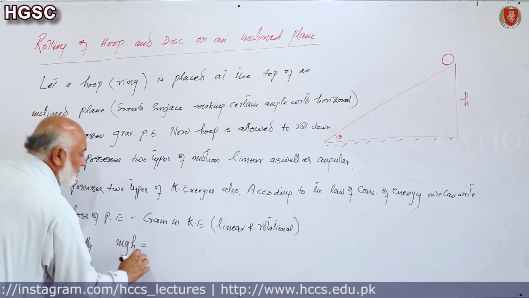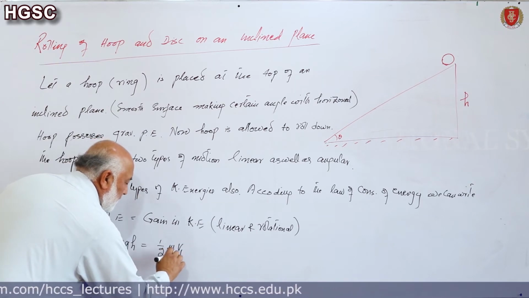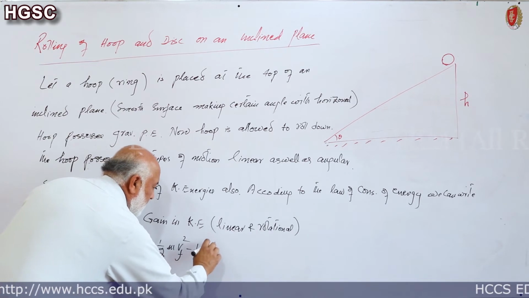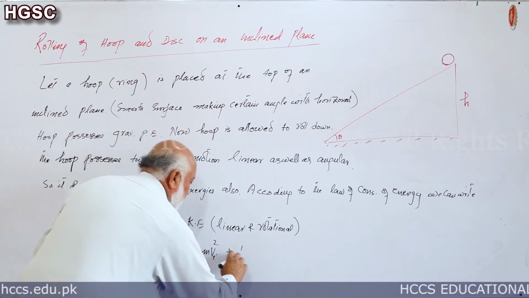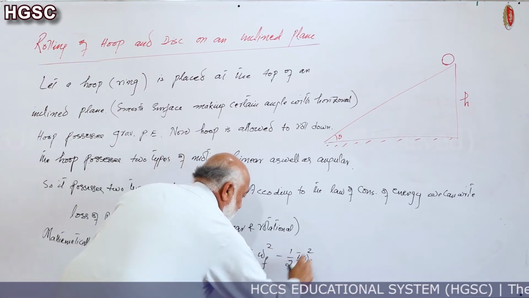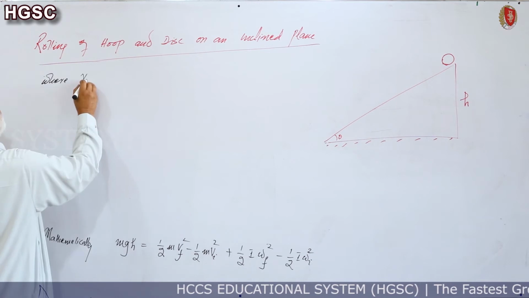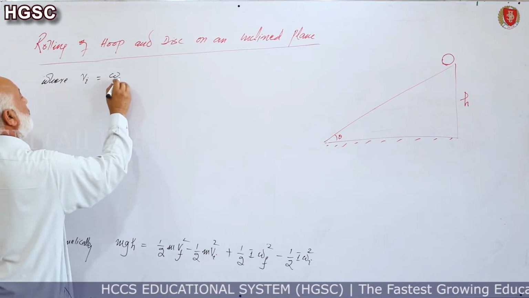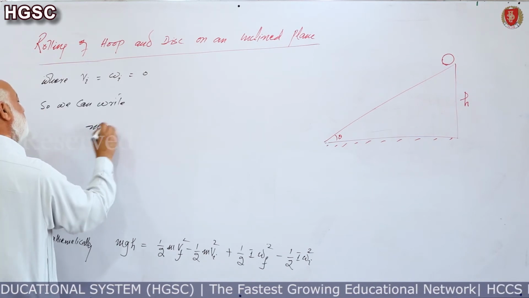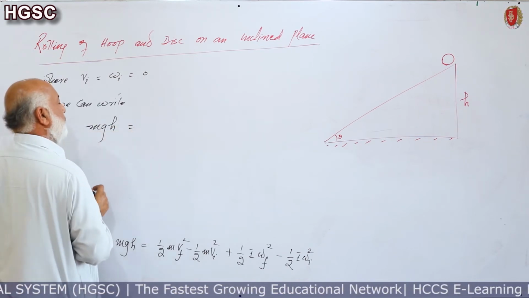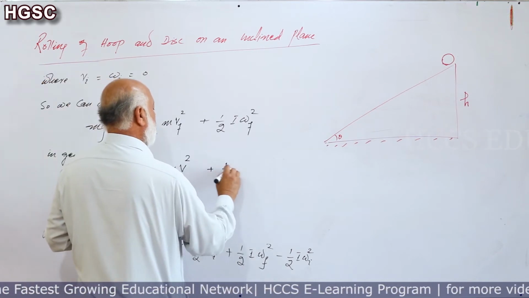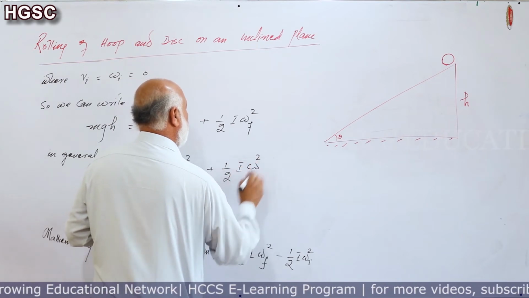mgh is equal to half m v_f square minus half m v_i square plus half I omega_f square minus half I omega_i square, where v_i is equal to omega_i is equal to 0. So we can write mgh is equal to, in general, half m v square plus half I omega square.